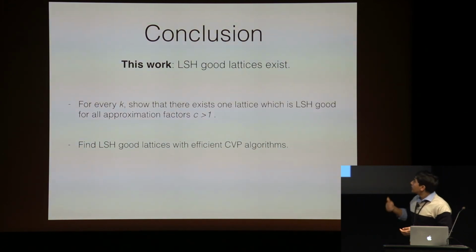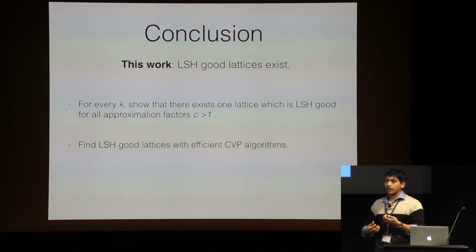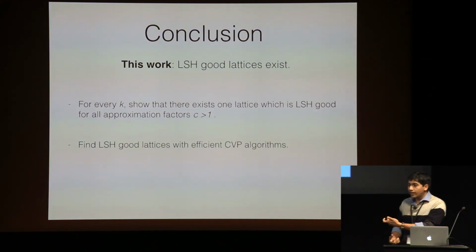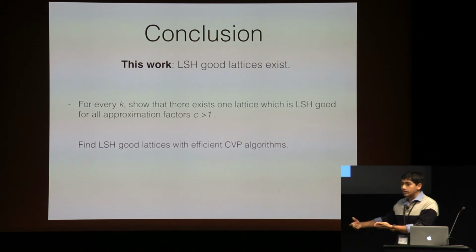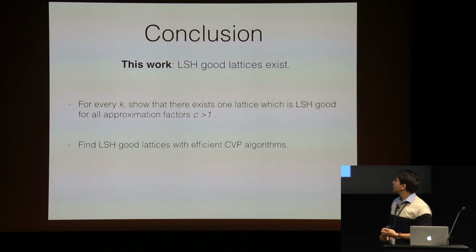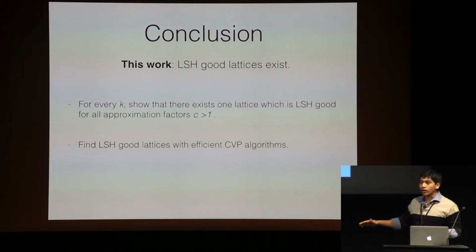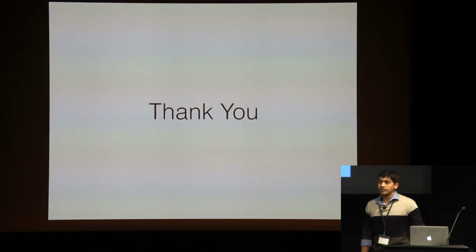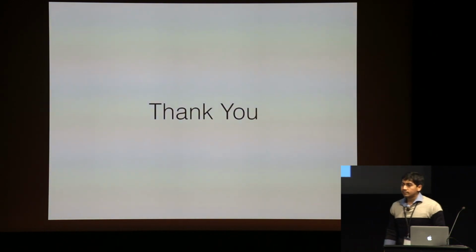One more drawback of this work that I wanted to point out is that we have shown that for every dimension k and a given approximation factor, there exists a lattice. So for every approximation factor, we sample a different lattice. But it would be good to show if there exists one lattice which works for all approximation factors. And these are the two main open problems which I believe would be of interest to people. Okay, so thank you.